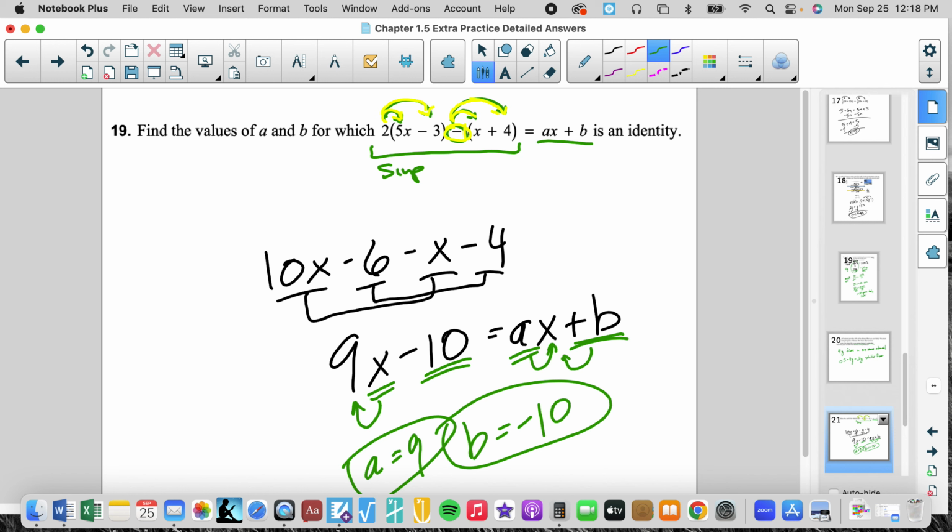In order for it to be an identity, we know the left side must equal the right side, so the variables can cancel and create a true number statement.